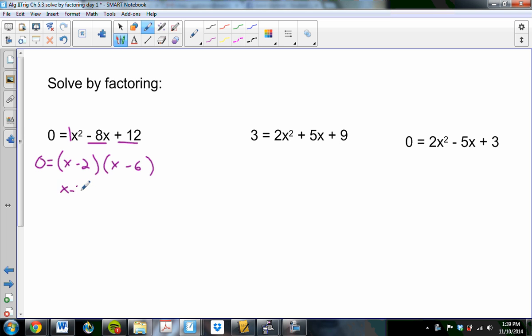So I want x minus 2 to equal 0 and x minus 6 to equal 0. So I get that x equals 2 and that x equals 6. Those are my two solutions.